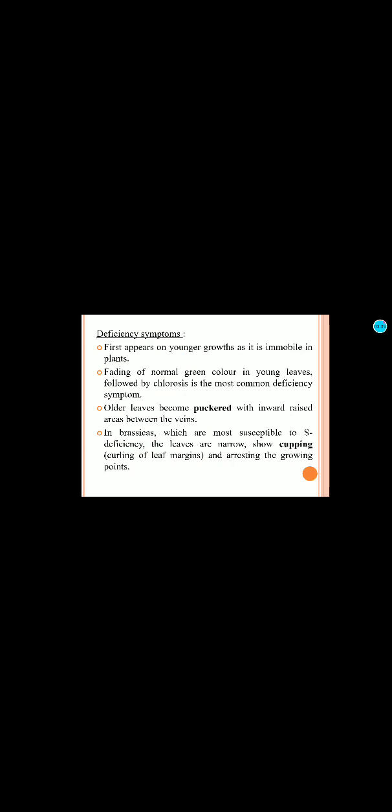Then sand drown disease in tobacco. This picture shows the leaf, the intervenial banding, then intervenial chlorosis. Okay.